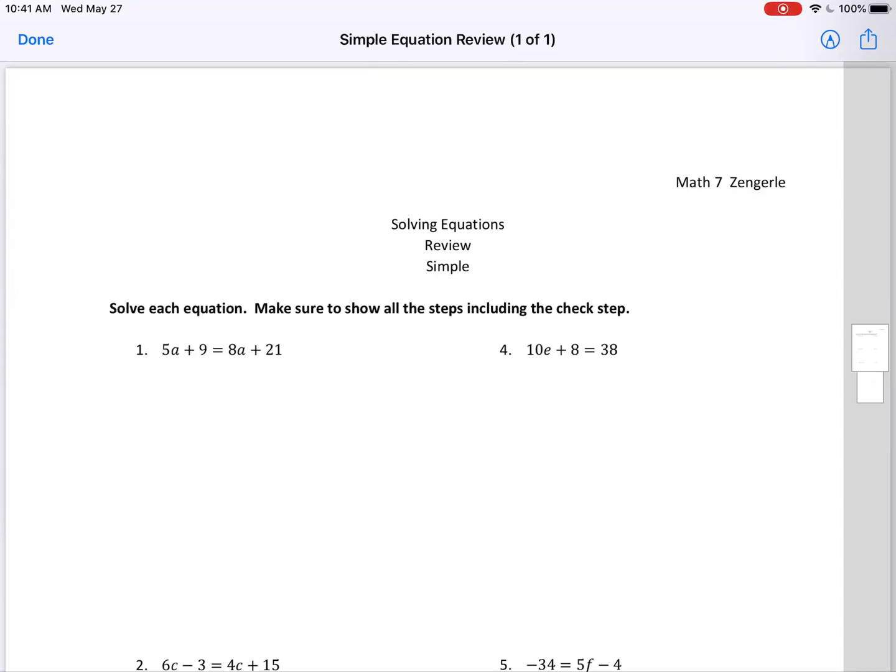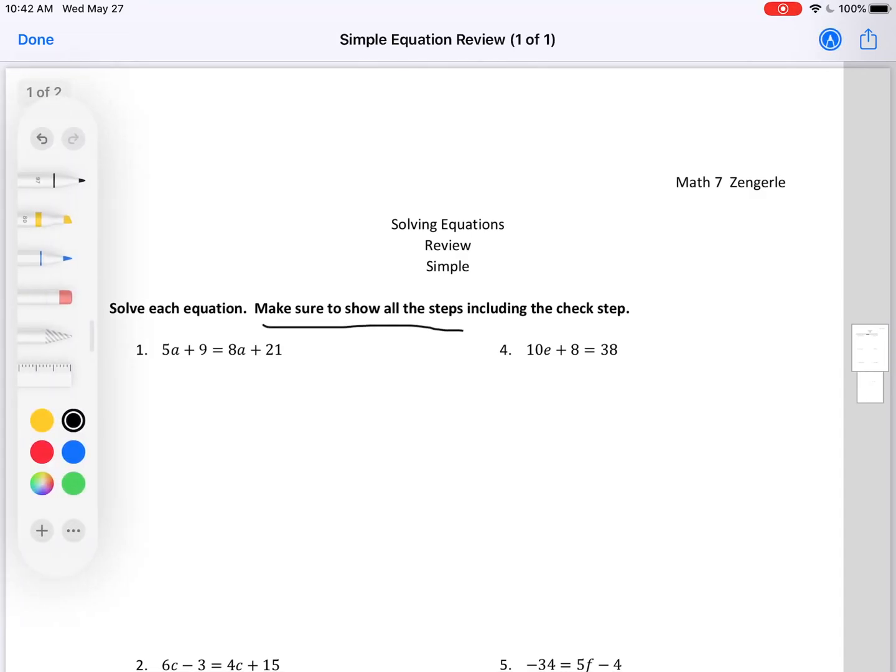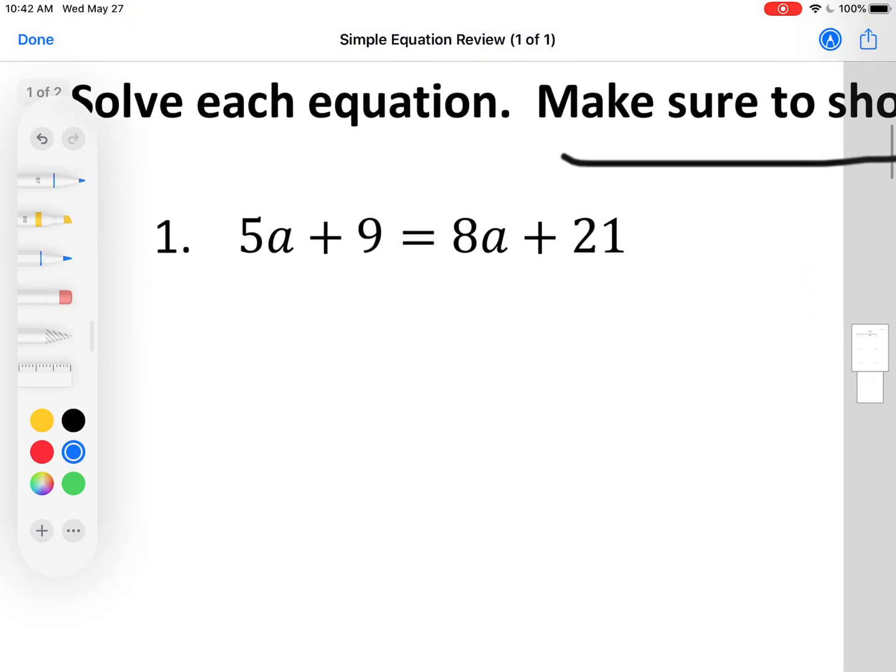Okay, students, today I'm going to review how to solve equations. You know how to do these things. Today I'm going to go over very simple equations. Make sure that you show all the steps, including the check step.